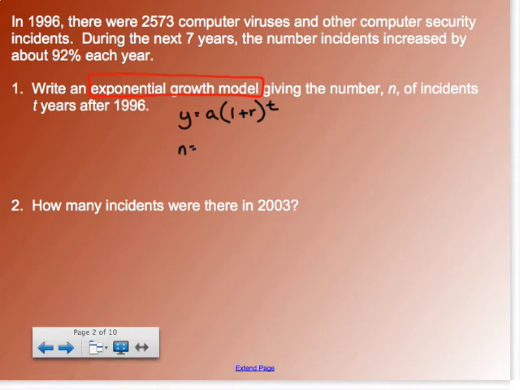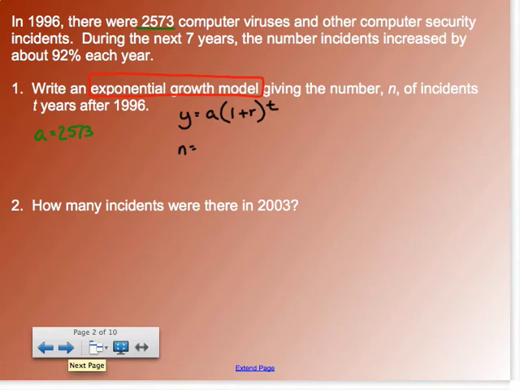I'm going to keep a log over here on the side. I'm going to see if green works here. Okay, I think green is pretty clear there. What's my a? It's my initial amount. Well, in 1996 when I started tracking this, or when it started trending, the first few words of the problem say I started with 2,573 incidents.